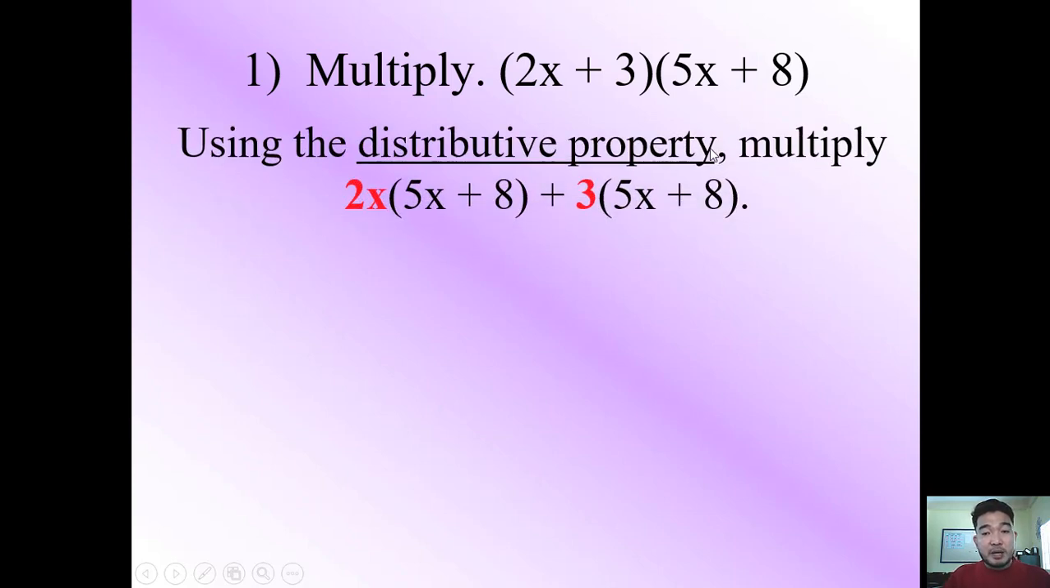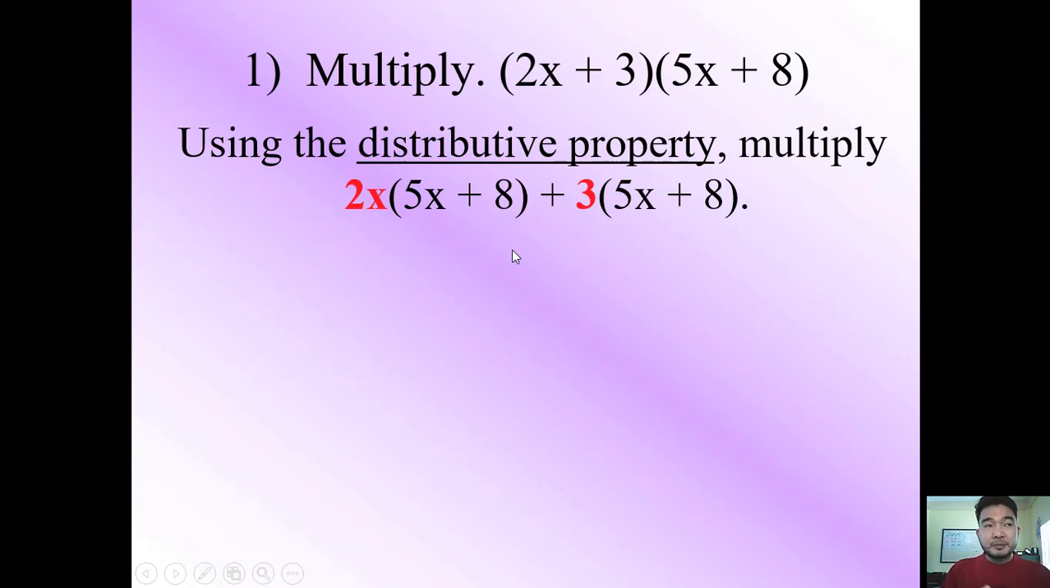Using the distributive property, multiply, ayan, si 2x, distribute natin siya sa 5x plus 8. So, si 2x times 5x plus 8, then 3 times 5x plus 8, eto na ngayon siya. 2x times 5x plus 8, here you go. Then 3 times 5x plus 8, eto siya. Okay, so that's distributive property.